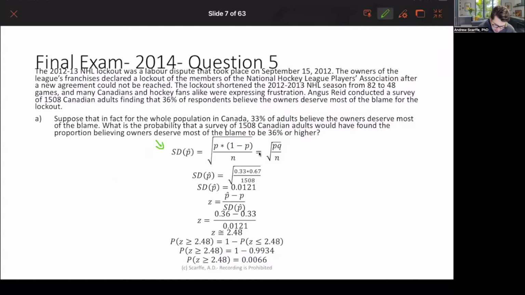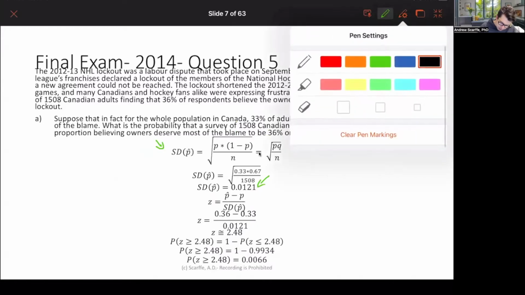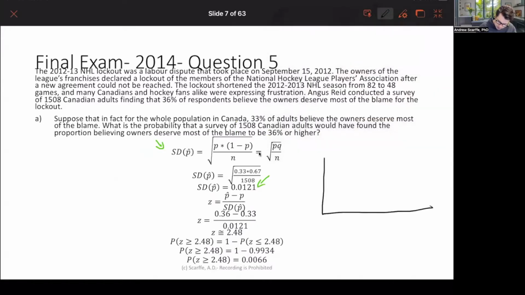Standard deviation of p hat is equal to the square root of p times 1 minus p divided by n, or otherwise known as the square root of p times q divided by n. So we go ahead and do that math, and what we get is a standard deviation of the proportion of our sample to be 0.0121. Then we plug that standard deviation into our Z-score, and we calculate our Z-score, and what we get, we draw our standard normal curve now, is a Z-score here of 2.48.